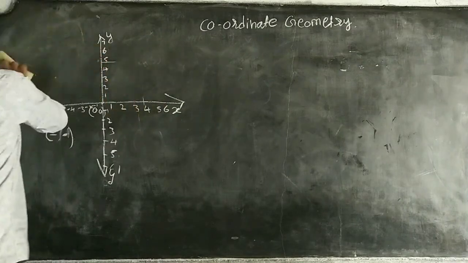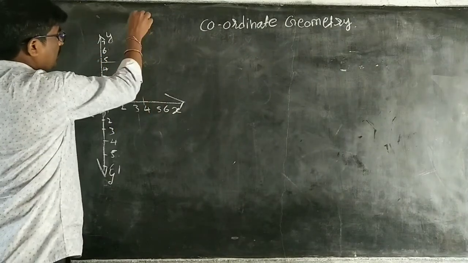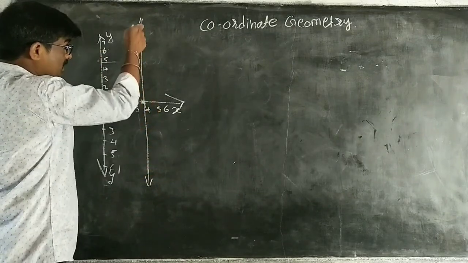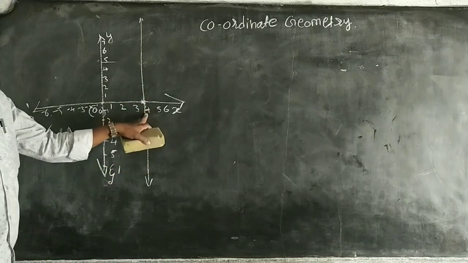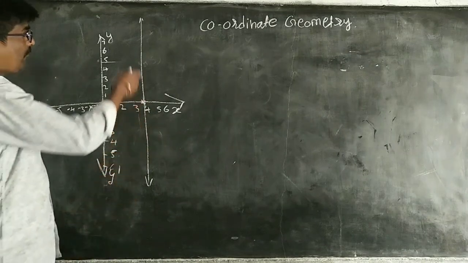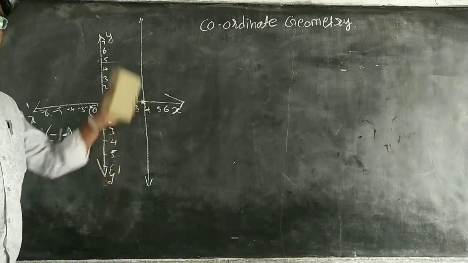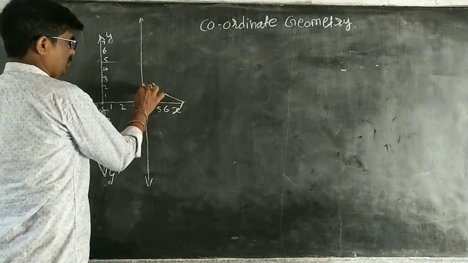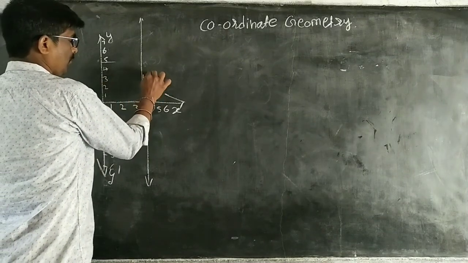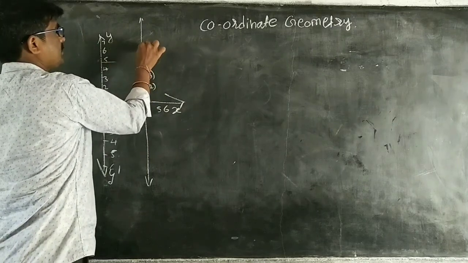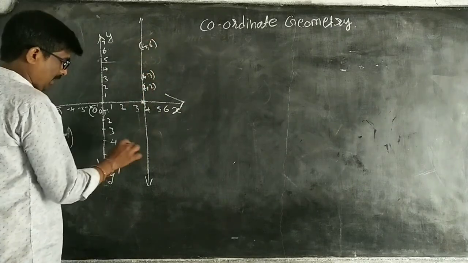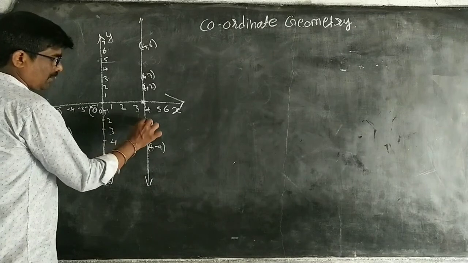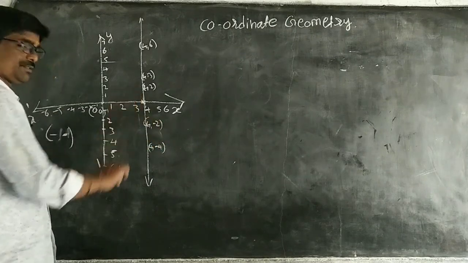For example, how to take one straight line. Observe here. This line is passing through x is equal to 4. The y values always change. For example, here x is equal to 4, y is equal to 2. Here x is equal to 4, y is equal to 3. Here x is equal to 4, y is equal to 6. Similarly, here x is equal to 4, y is equal to minus 4, and here x is equal to 4, y is equal to minus 2.